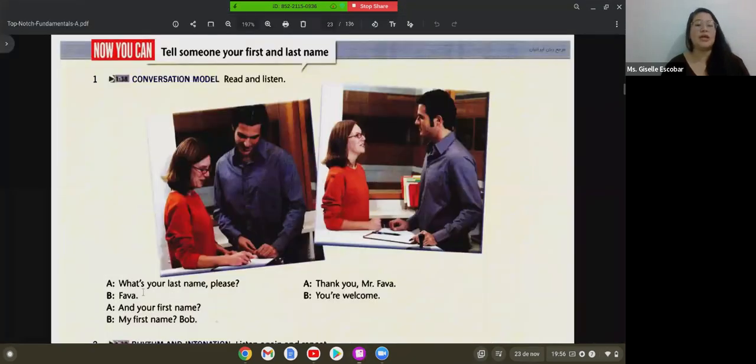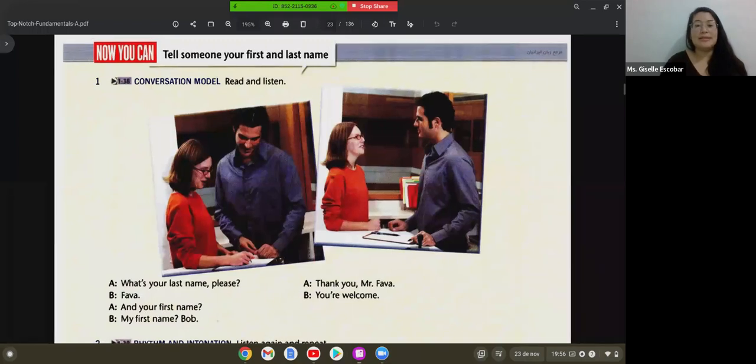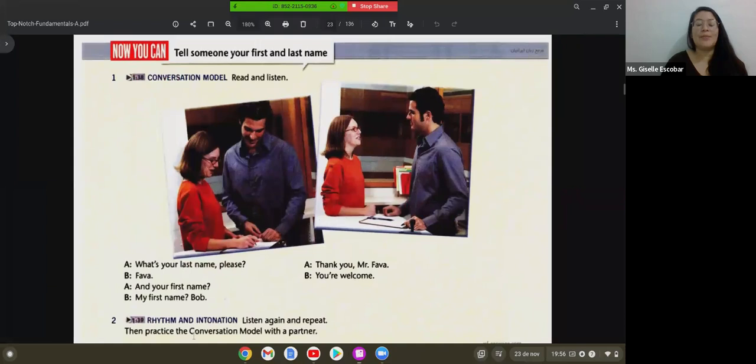Okay, so the pronunciation of the last name is Fava. Now, let's practice. It says, practice the conversation model with a partner. So, Brian, you are going to read the conversation model with Anna. Jim, you are going to read it with Sarah. Cristobal, you are going to read it with Erica. And Alex, you are going to read it with me, okay?